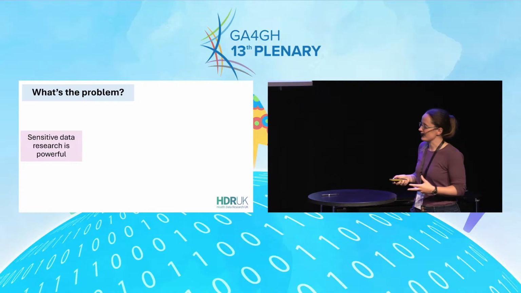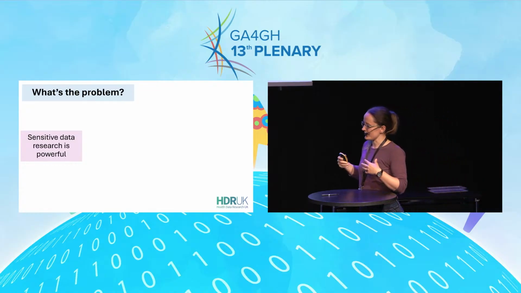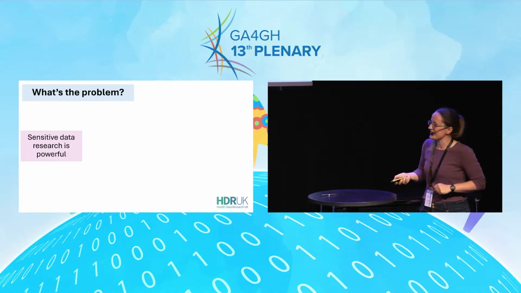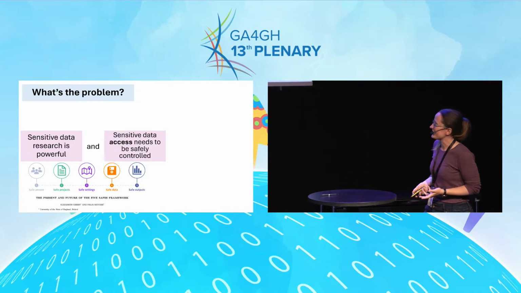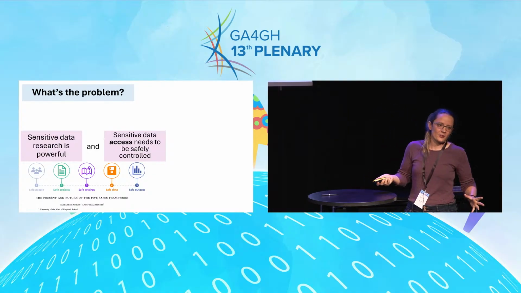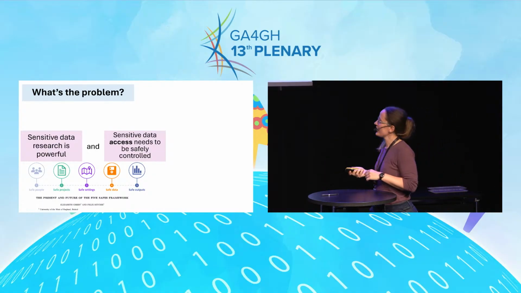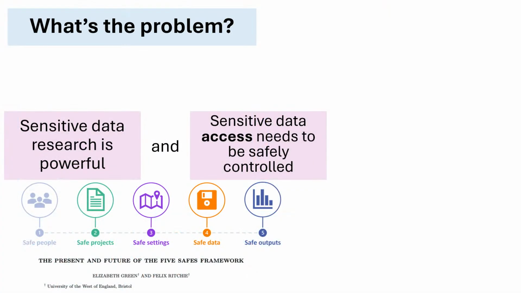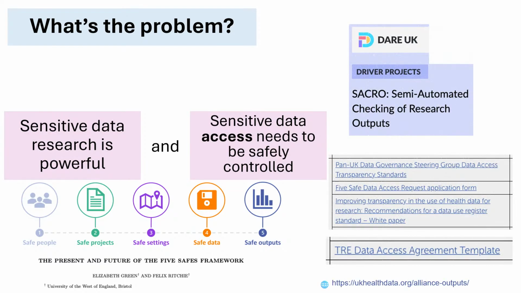And then the final bit of software I'll tell you about is around our big thing on data access, which seems to be quite an issue in this space. So we know sensitive data research is powerful, and we know that we need to control that access. We are massive proponents of the 5 safes. Mostly because I meet with Felix Ritchie quite regularly, so we definitely have to be proponents of the 5 safes.